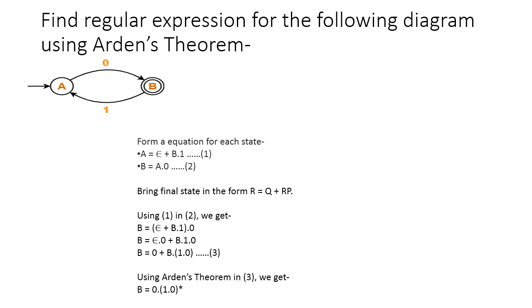So if I apply Arrhenius theorem in equation number 3, you will get R is equal to Q into P star, meaning B is equal to 0 into P star. What is P? P is 1 into 0. So 0 into 1 0 star. So 0 in the bracket 1 0 star is my final regular expression for state B.